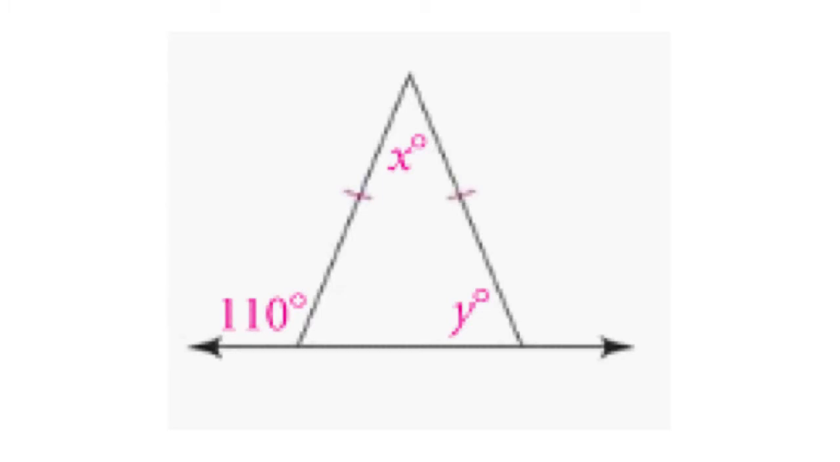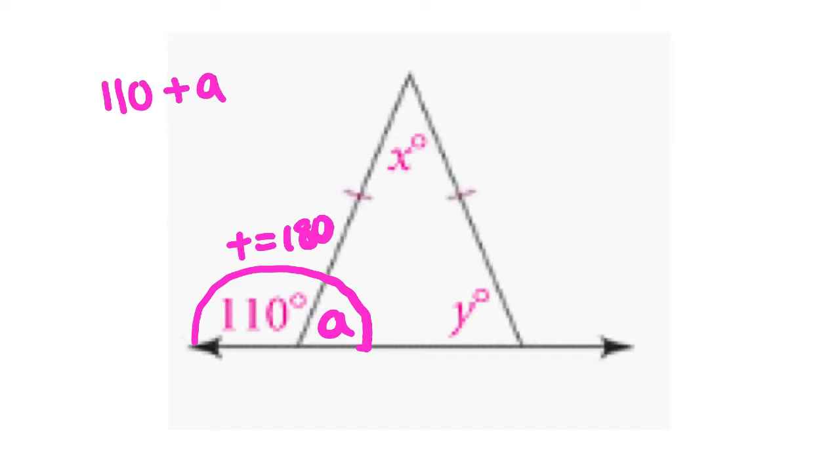For this next example, I have to find the value of x and y. Now, we can't necessarily find anything with x and y quite yet, but what I could do is I know that these angles form a line, so they add to equal 180. So if I call this angle A, I know that 110 plus A should equal 180, and when I solve, I'll get A is equal to 70. So this means that this angle right here has a measure of 70.